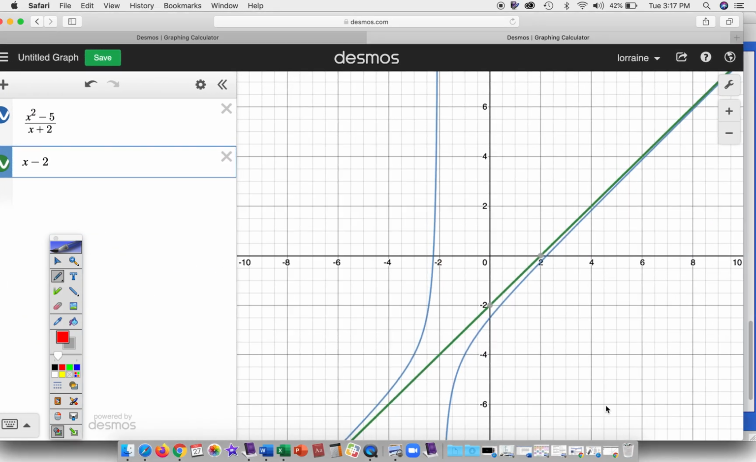Okay, so let's take a look again at the graph. So there's that line. You can see how it's traveling along it as x heads out to infinity, and it's traveling along it as x heads out towards -infinity.